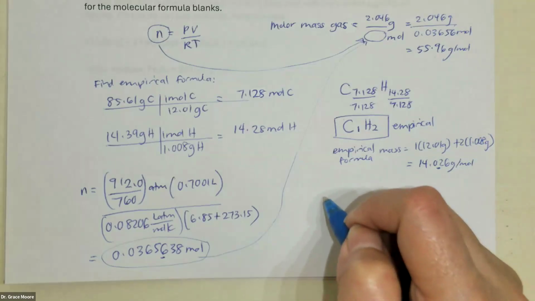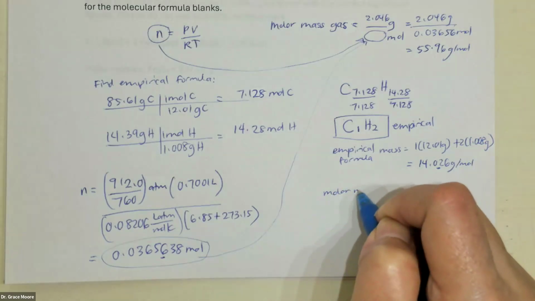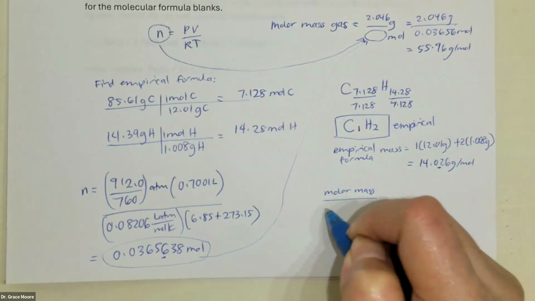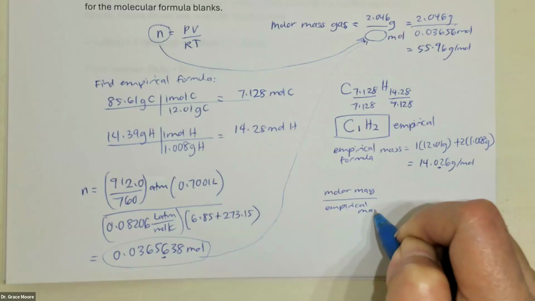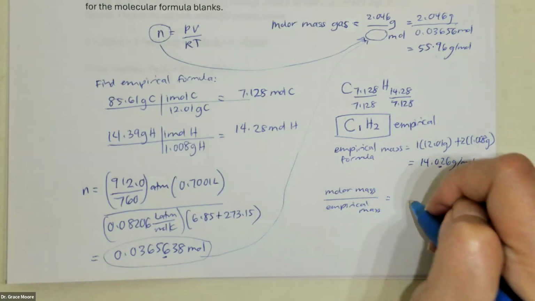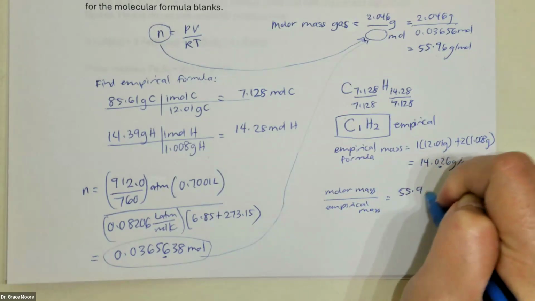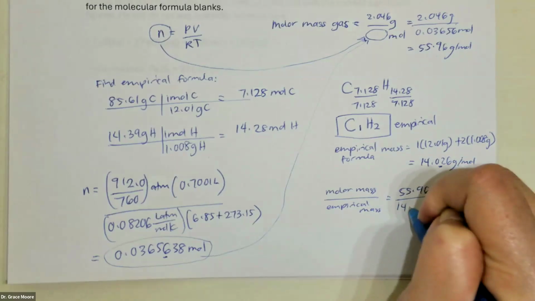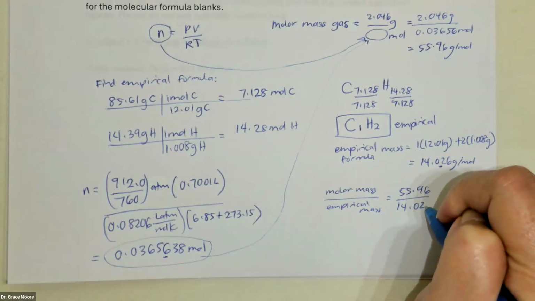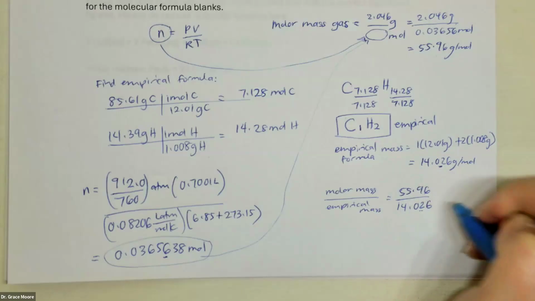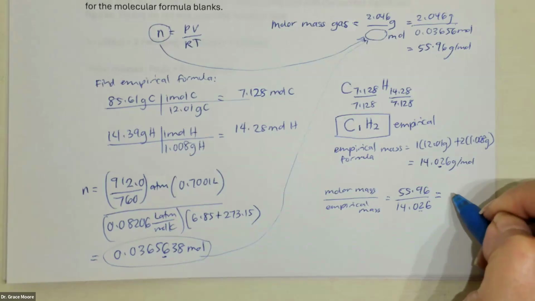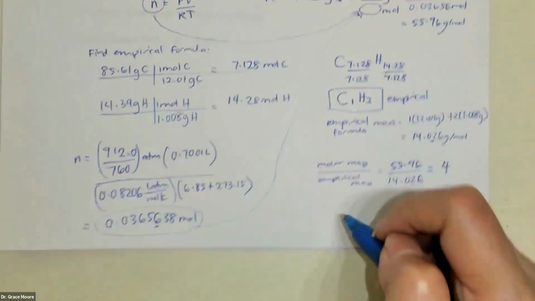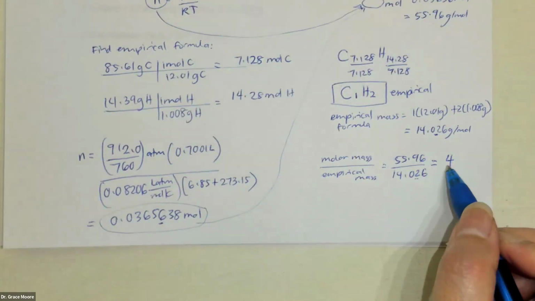factor. So you take the molar mass divided by the empirical, and you get 55.96 divided by 14.026, or really 3.99. And the factor you get there is 4. So that means CH2 must be multiplied by 4.